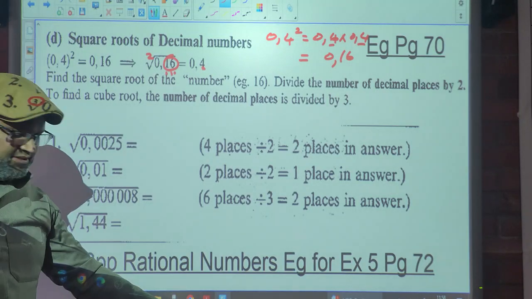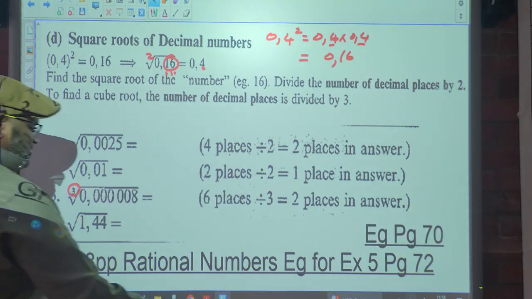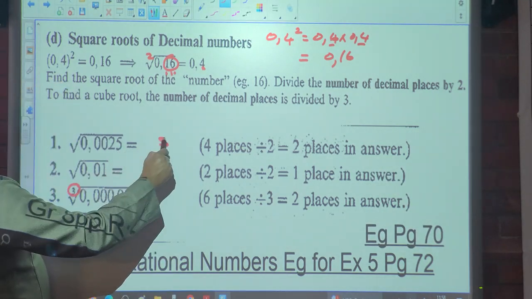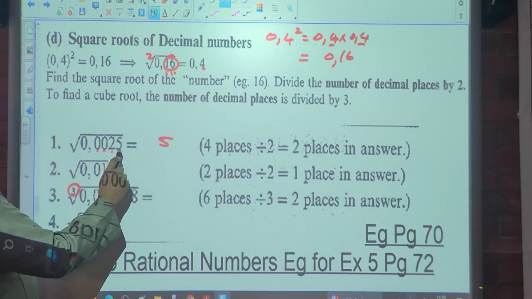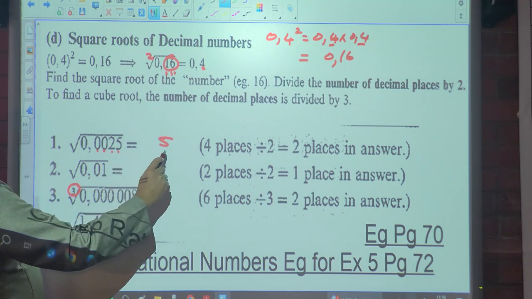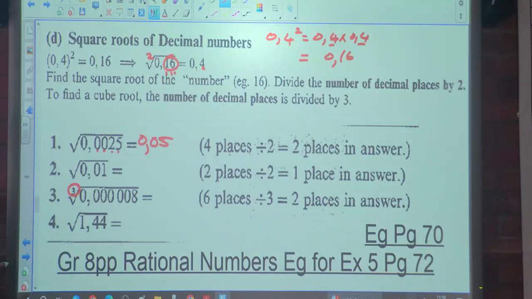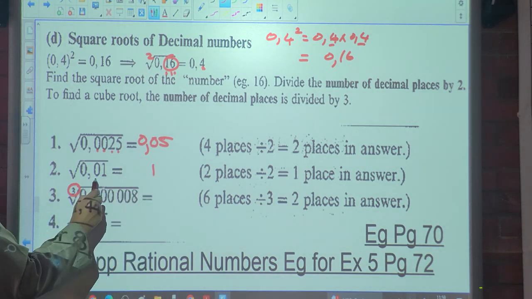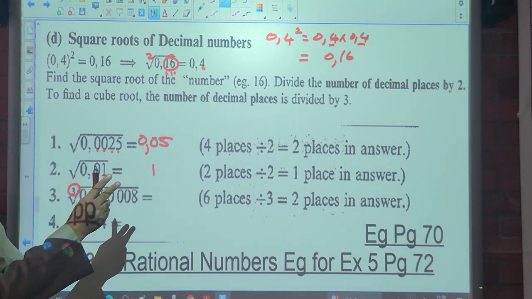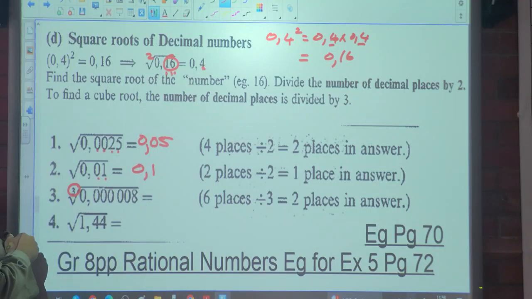Okay. So let's go with the first one. What's the square root of 25? 5. So how many digits are here? 1, 2, 3, 4. What is 4 divided by 2? 2. So there might be 2 digits after the comma. So it's 0, 0. You see that, people? Yes, sir. Look at the next one. What's the square root of 1? 1. How many digits after the comma? 2. 2 divided by 2? 1. So there's 1 digit after the comma.